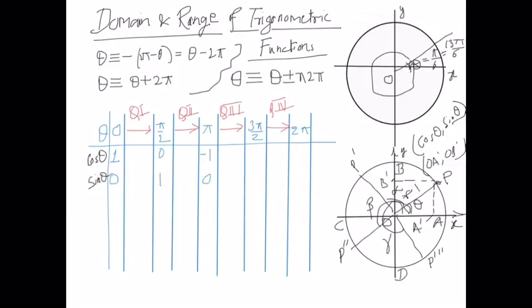And when theta is 3 pi by 2, OP coincides with OD here, and we can see that the projection on the y-axis is minus 1, which is sine 3 pi by 2, and the projection on the x-axis is 0, which is cos 3 pi by 2. And when theta becomes 2 pi, we can see that OP will now coincide with OA, and this is the case when theta was 0, and therefore we can write cos 2 pi as 1 and sin 2 pi as 0.